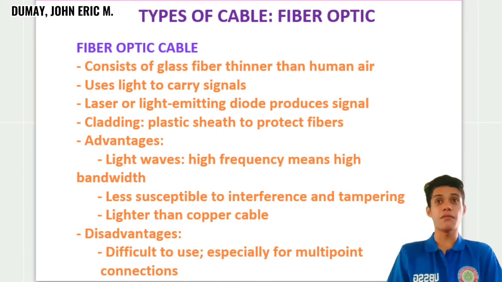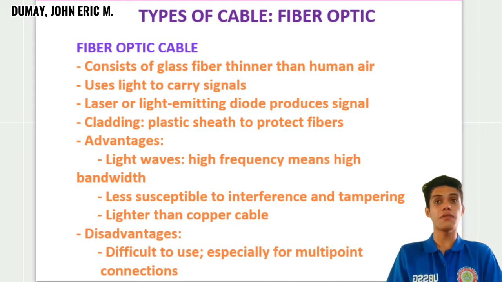The other type of cable is the fiber optic. Fiber optic cable consists of glass fiber thinner than the human hair. It uses light to carry signals. It has a laser or light emitting diode that produces the signal, and cladding, which is a plastic sheet that covers the fibers.